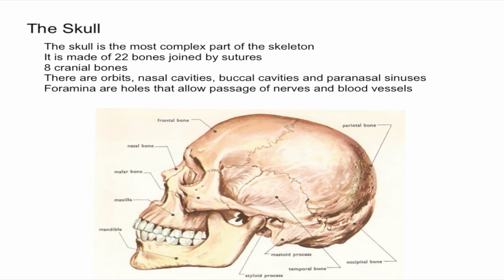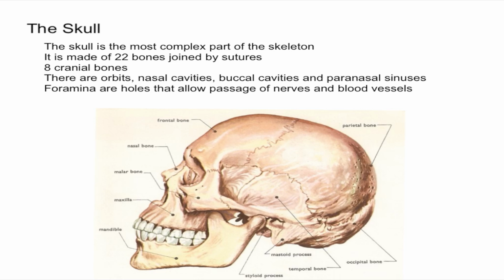Additionally, the 8 cranial bones surround the cranial cavity, which is just a space that encloses the brain. And there are other cavities in the skull, such as orbits, nasal cavities, buccal cavities, inner and middle ear cavities, and paranasal sinuses. And if you don't know what they are, don't worry, we'll talk in much more detail in a future video. And then finally, we have the foramina, which are essentially holes that allow for passage of nerves and blood vessels.